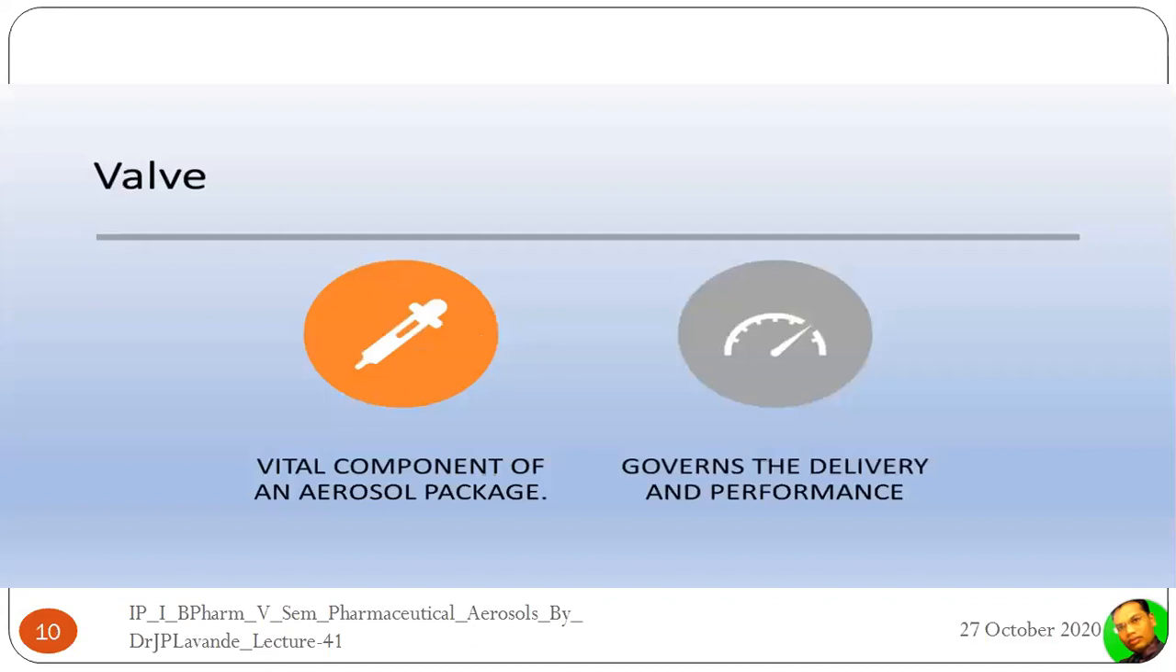Now the valve performs different functions. It is the vital component of any kind of aerosol package, and it is responsible for governing the delivery and the performance. That means the kind of delivery: whether the product has to come out in the form of a stream, a continuous line, a short metered dose, a coarse droplet, or a fine droplet. That is going to be decided by the valve system. That is the meaning.